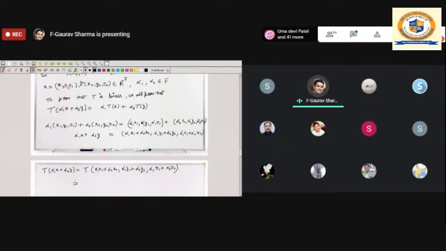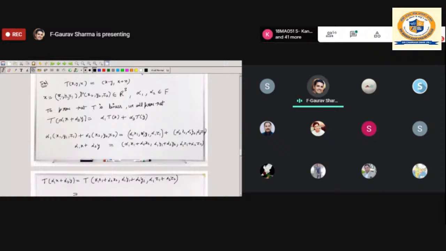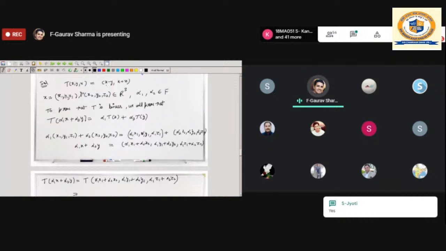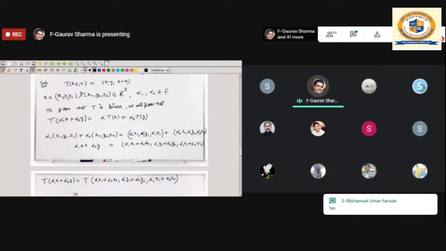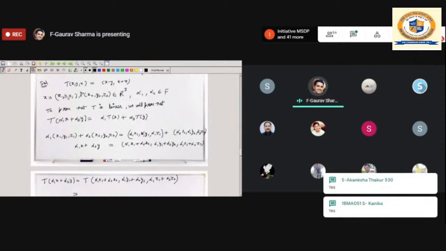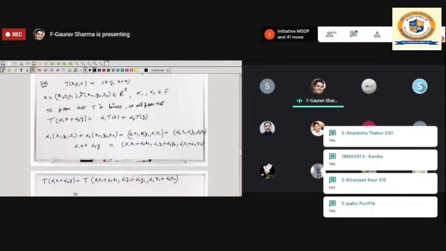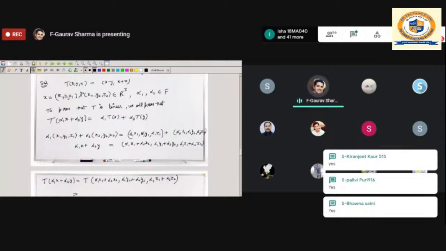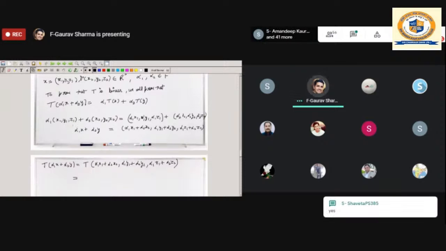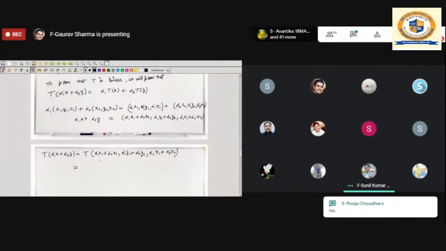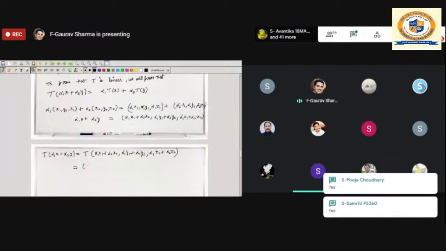Anybody else? Please ask any student. So our transformation is defined like this: T of x, y, z equals x minus y comma x plus z. So in the first place there is a subtraction of the first two coordinates, and in the second place there is an addition of first and third. Can you guess? Yes, Shashi Bala. What will be the result?